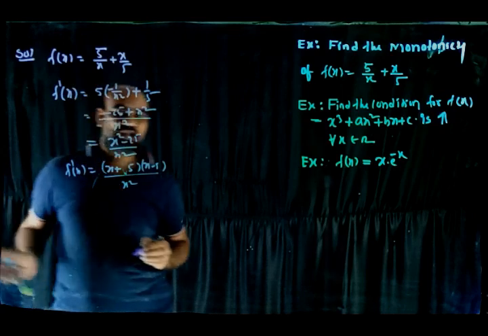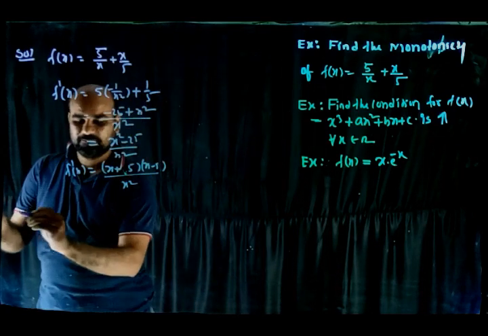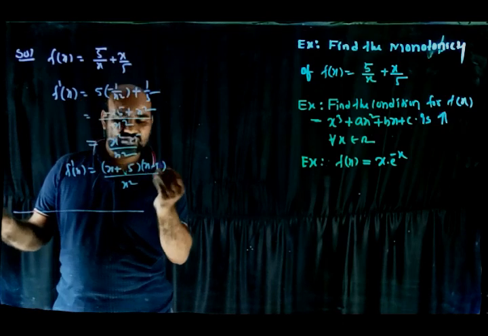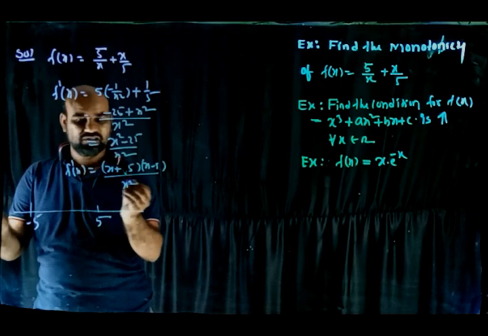Interesting one. Now we want to apply the sign scheme for this. Draw a number line. The zero of this is 5. The zero of this is minus 5. The zero of this is 0.